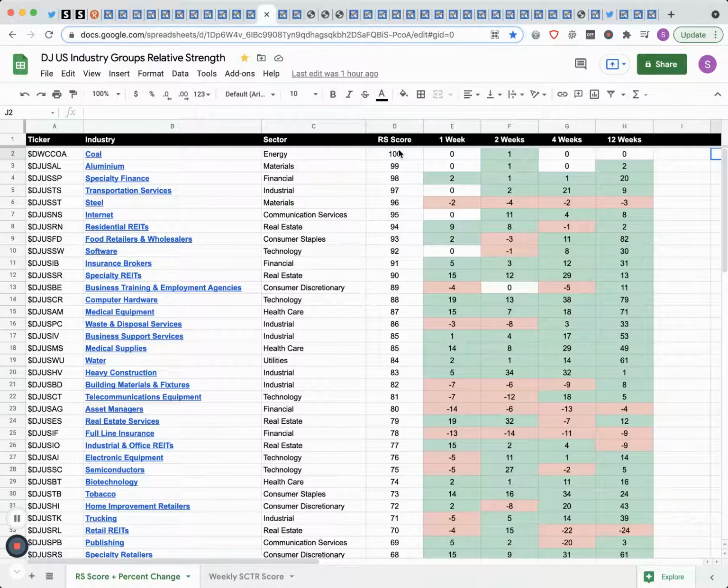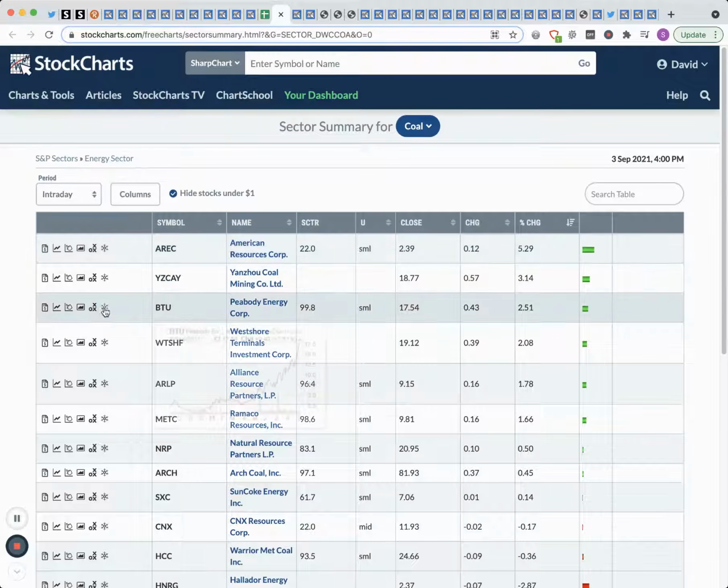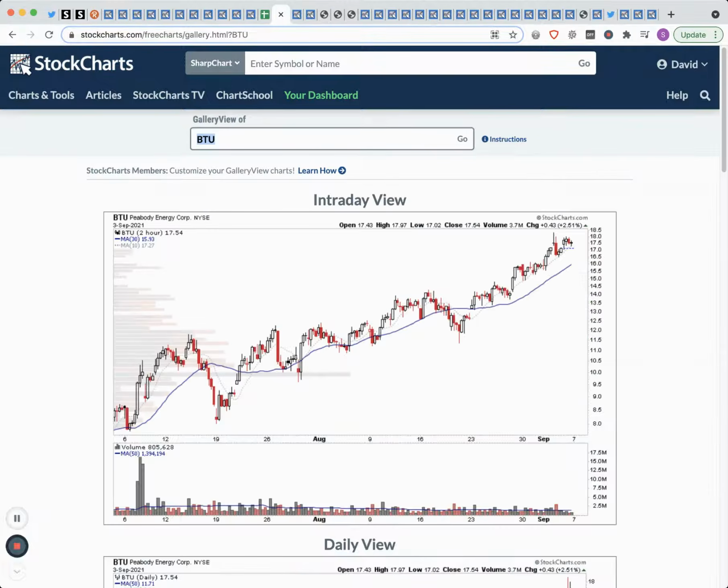But the RS score goes from 0 to 100, so 100 is the best. So coal has been our best performing group for the last 12 weeks. You can see 0 means it hasn't moved in the last 12 weeks, and in this group, I think BTU has been our strongest performer.